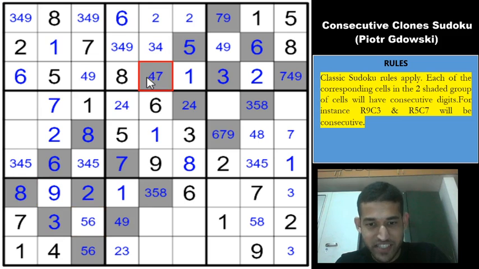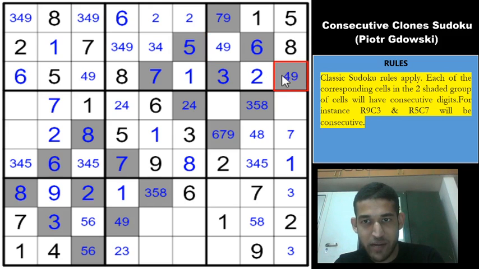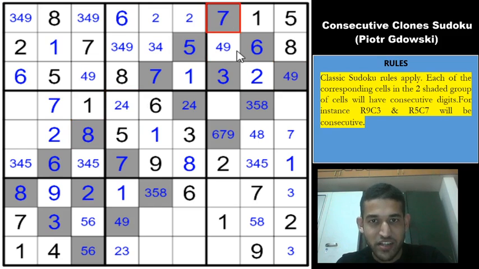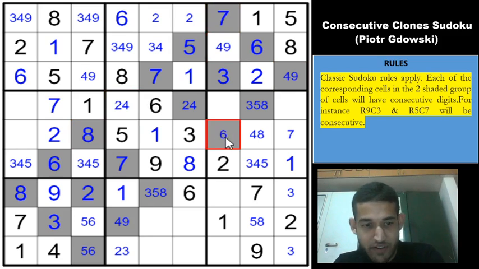And this 8 gives us a 7 here. And this will be a 4, 9 now. And now we have a 4, 9 pair, which gives us 7, and that I think is the toughest step in the Sudoku. So this 7 removes the 7 from here, so this will be 6, 9.